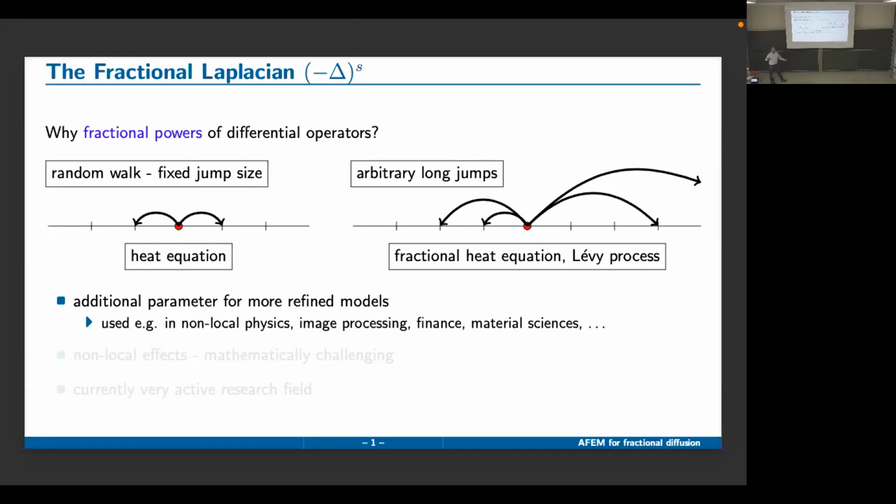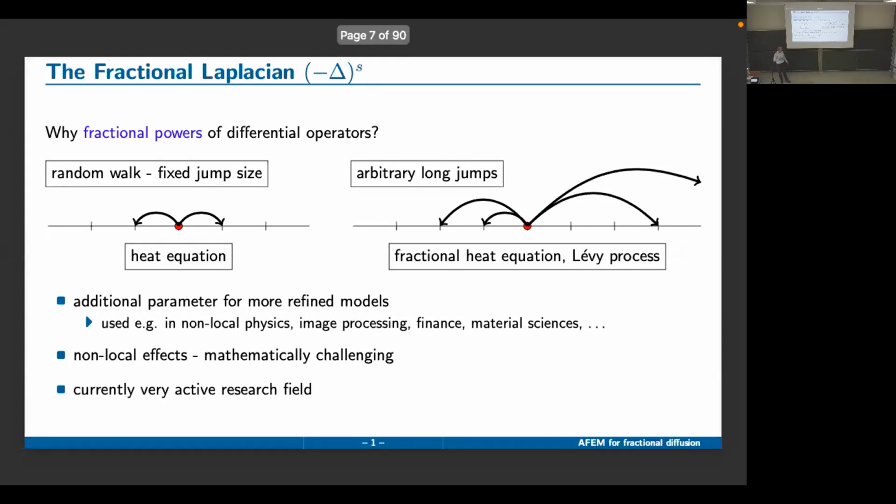And if you only think about modeling physical processes, this would give you an additional parameter for your models. And this is used in non-local physics, image processing, finance, material sciences, and really in industry. Somebody asked me to do this for a loudspeaker. And from a mathematical standpoint, as Tobias already said, there are non-local effects. This is pretty challenging, but this makes it interesting. And it's an active research field. It's always nice to have people maybe interested in your work.